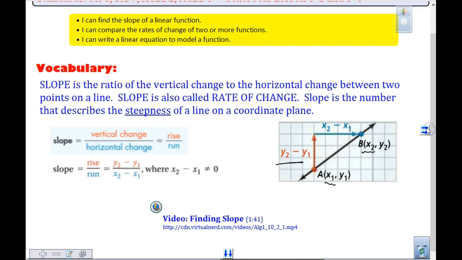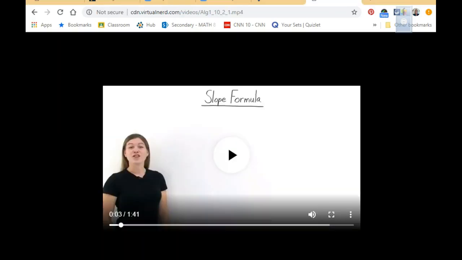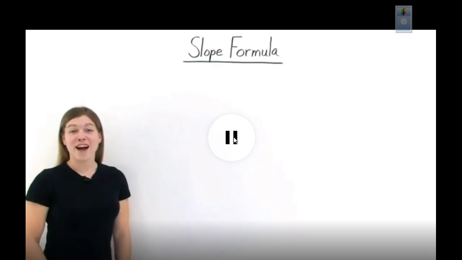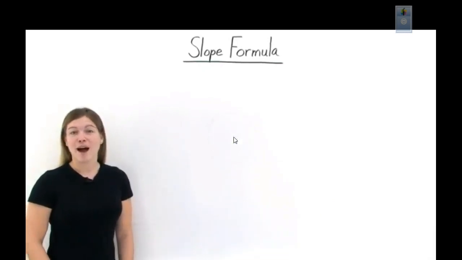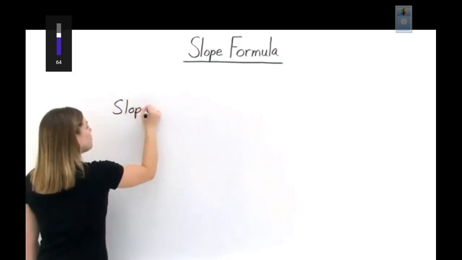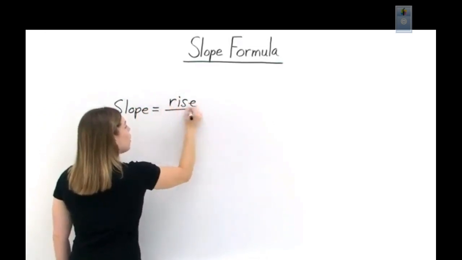So this video is really short. We're just going to look at a portion of it. So as you are looking at this, slope is defined as the change in y divided by the change in x. There are multiple formulas for slope, so let's look at them. First, we'll look at rise over run.